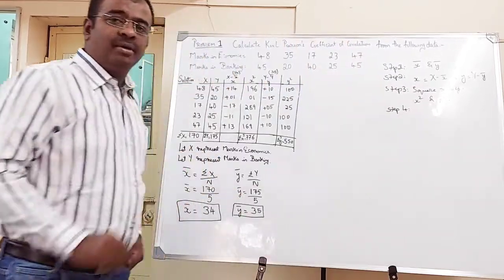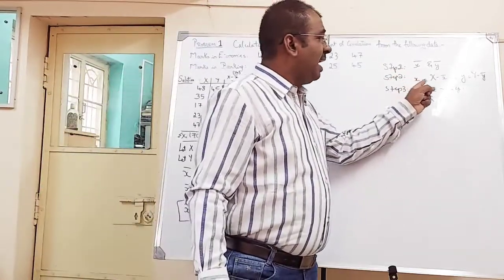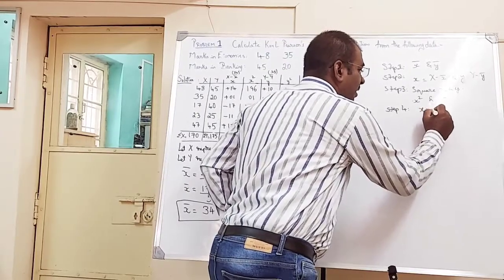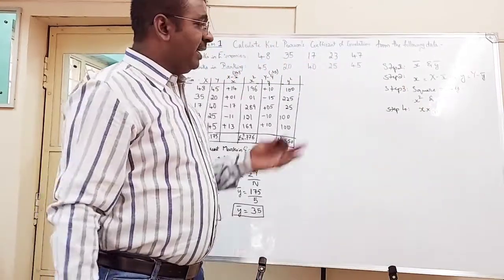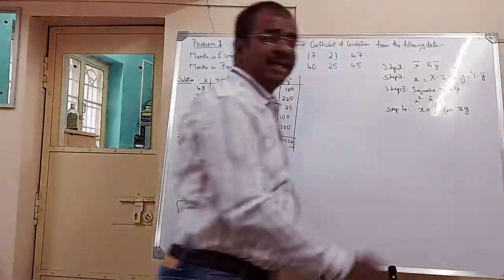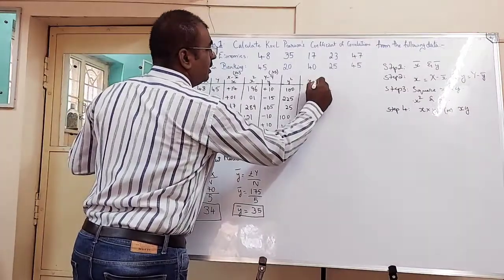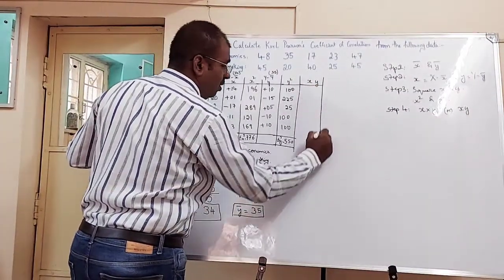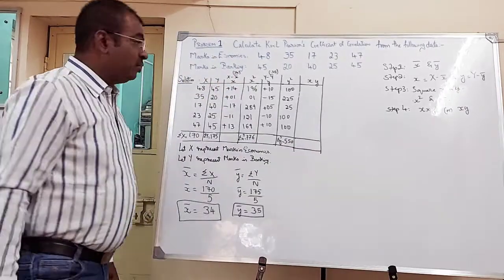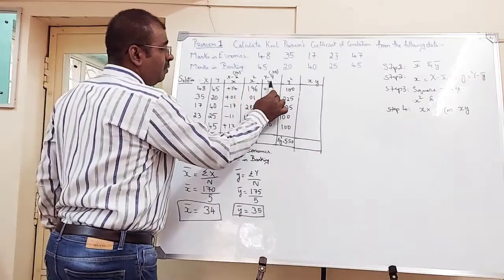Coming to step number 4, we are going to multiply x and y, that is the product of x and y, which we can write as x into y, or also call this xy. We have already found out the value of x and the value of y. What we need to do now is just multiply them together. We have the values of x here and the values of y here.